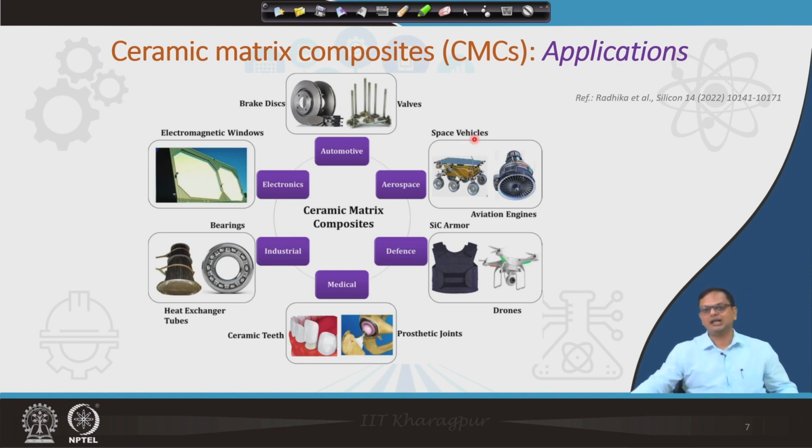So, with that, I have ended talking about synthesis of ceramic matrix composites, and applications I have talked about earlier also. Now you can see here, starting from electronic to automotive to aerospace, defense, medical, industrial, everywhere there are applications of CMCs, ceramic matrix composites, especially where high temperature applications are there. Ceramic matrix composites are now inevitable.